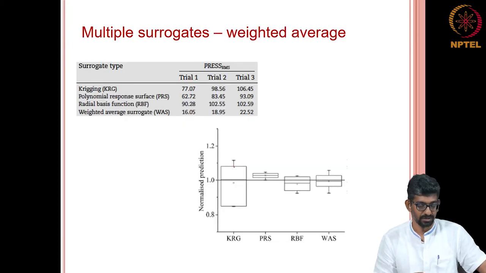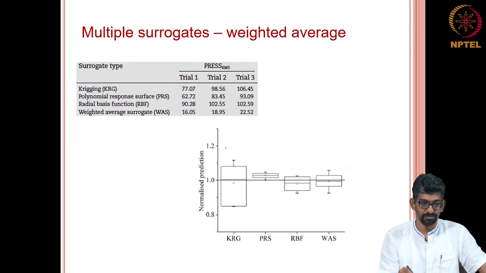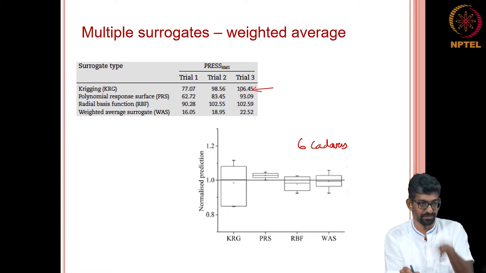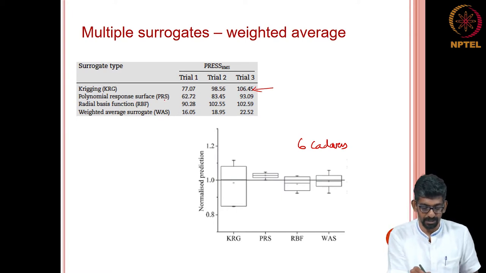This is what he has done. Finally, he compared it with 6 cadaver bone predictions. So here is the point. PRESS RMS errors with Kriging, trial 1, trial 2, trial 3. So 3 response surfaces. Similarly polynomial response surface, RBF and weighted average surrogate.